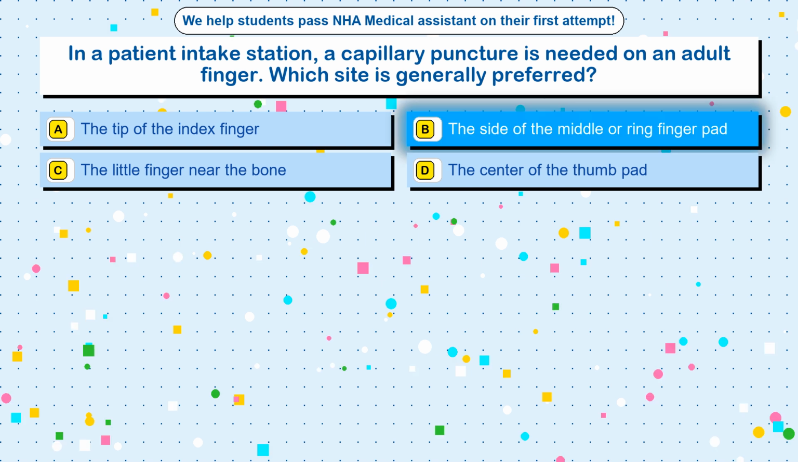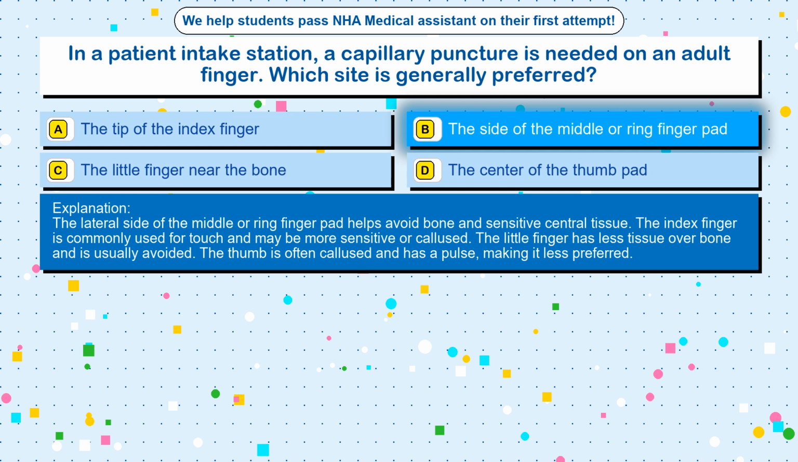The correct answer is option B. The side of the middle or ring finger pad. The lateral side of the middle or ring finger pad helps avoid bone and sensitive central tissue. The index finger is commonly used for touch and may be more sensitive or calloused. The little finger has less tissue over bone and is usually avoided. The thumb is often calloused and has a pulse, making it less preferred.